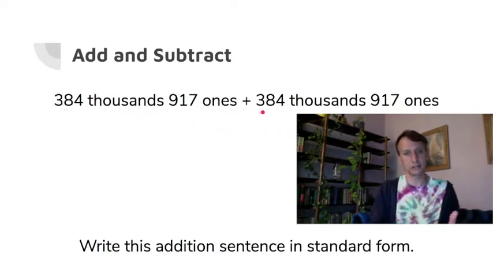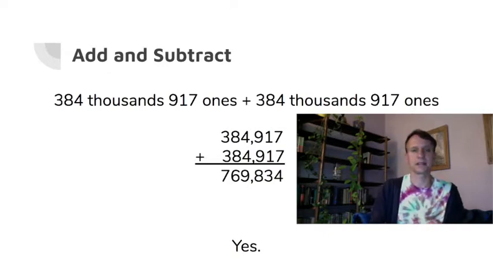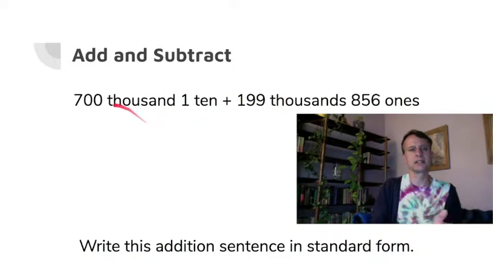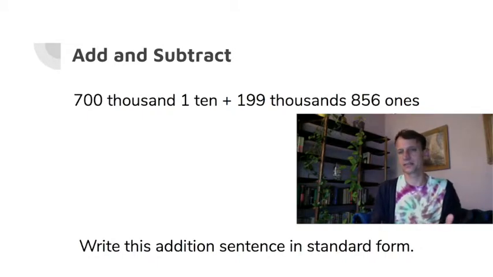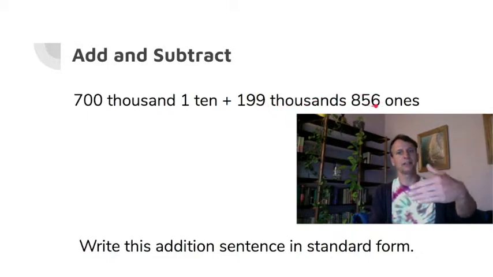384,917 ones plus the same. Go ahead, write that out in standard form. Should look like that. And go ahead and do the addition. And did you get 769,834? I hope so. All right. How about here? Another addition, 700,110 plus 199,856 ones. Well, so far it's been easy because, just looking at this, it's 199,856, right?